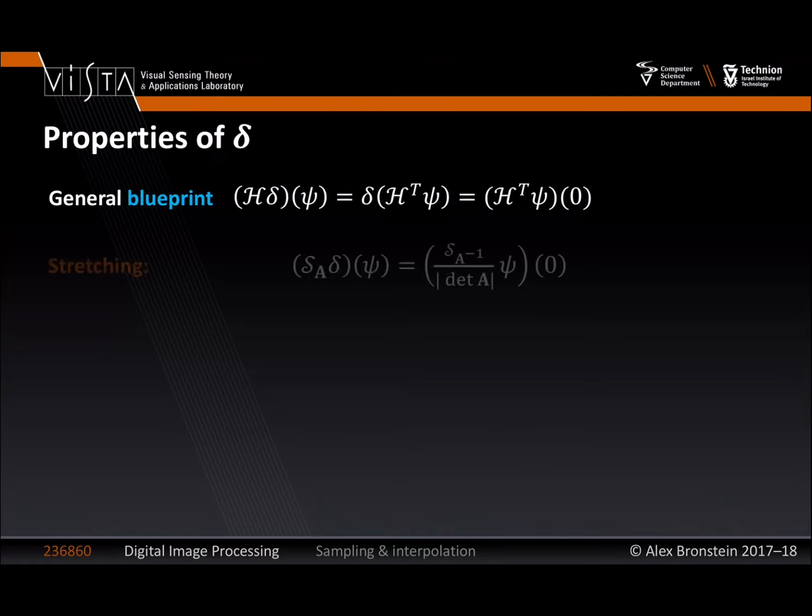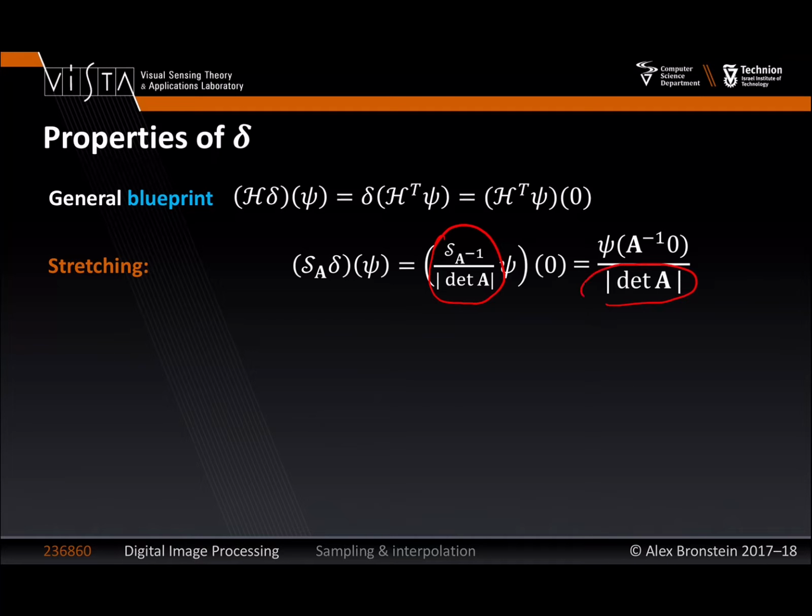Okay. What happens with stretching? So if I apply stretching to the delta, it is akin to applying the transposed stretching to the test function itself. And this was the transpose operator that we derived before, right? It is actually equal to the adjoint. So let's do this evaluation.